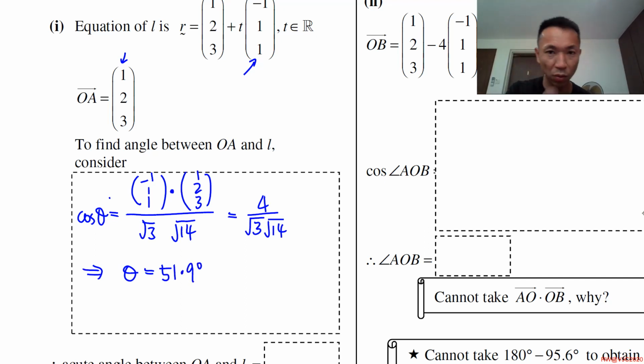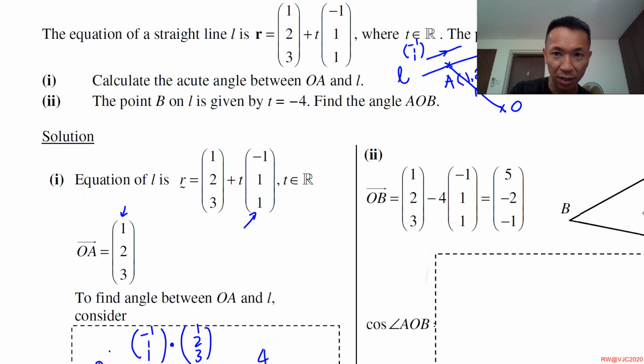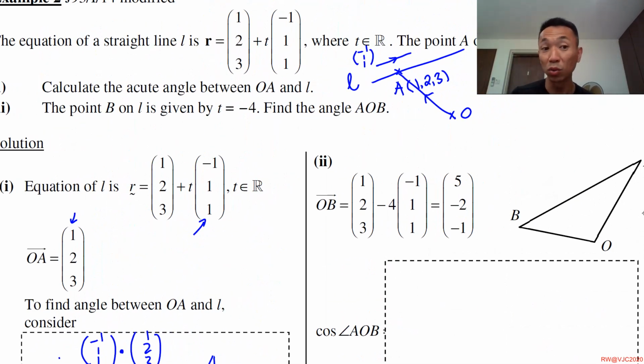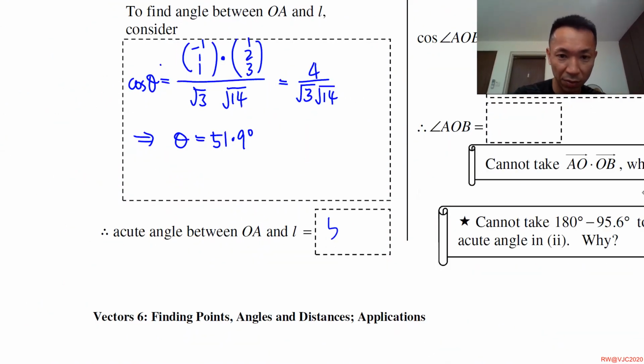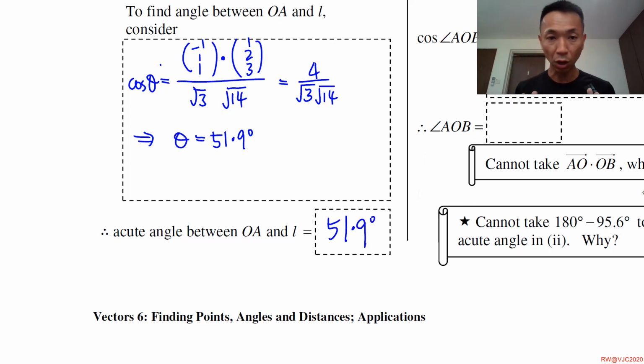So in this case, you happen to say, okay, acute angle, no need to do anything. They ask for the acute angle. It so happens that it's an acute angle, done. It is 51.3. Sorry, 51.9. All good? Yes.